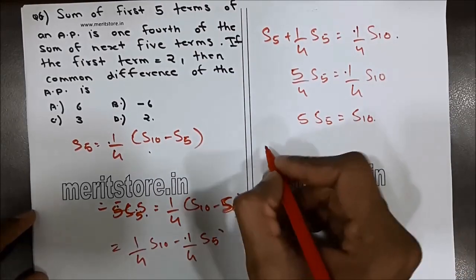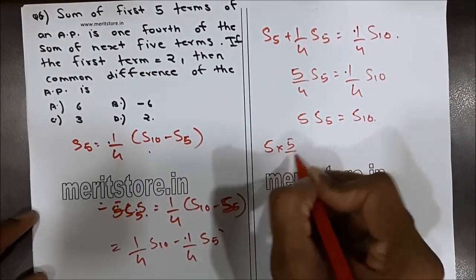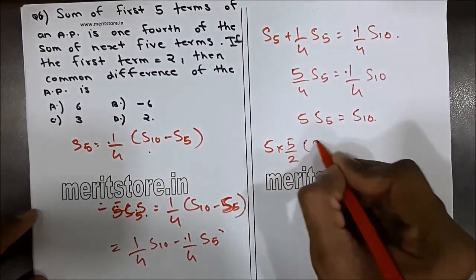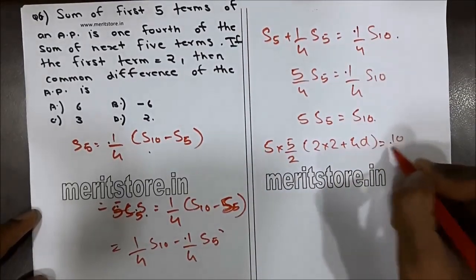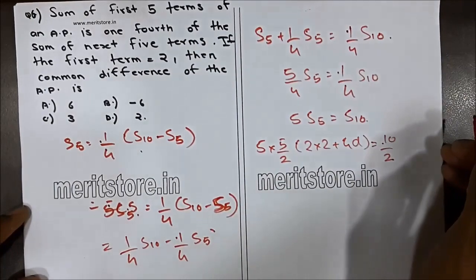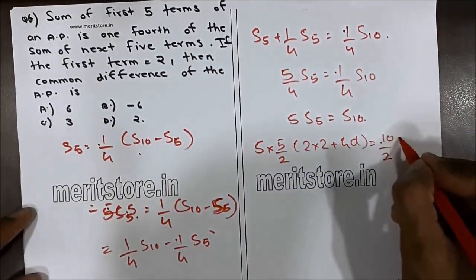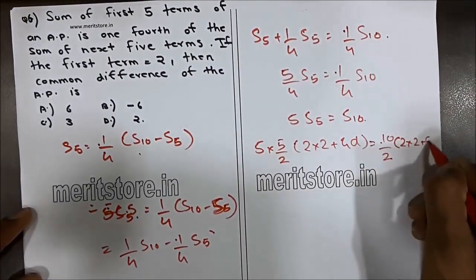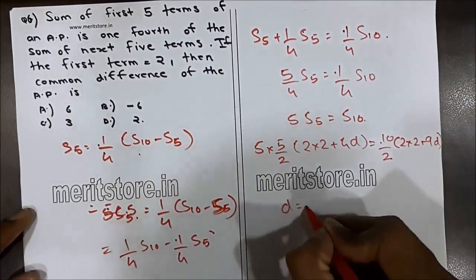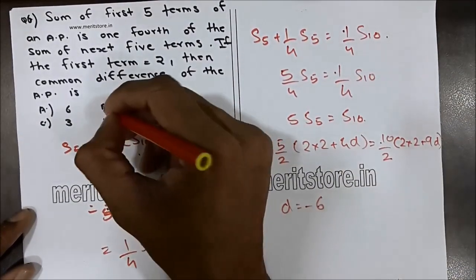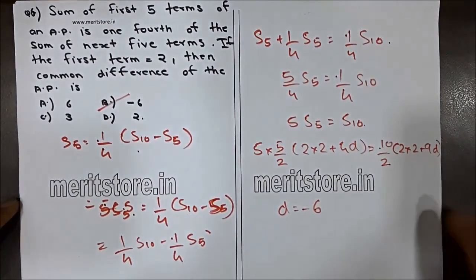So we solve this, we get 5 into 5 by 2 into (2 into 2 plus 4d) equal to 10 by 2 into (2 into 2 plus 9d). We get d equal to minus 6. Therefore our option B is the correct answer.